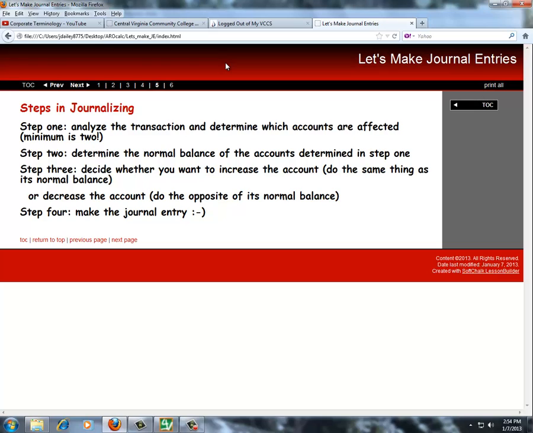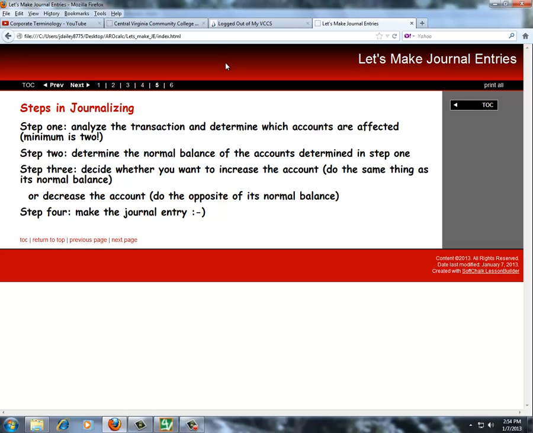The steps in making a journal entry are 4. The first thing to do is to analyze the transaction and determine which accounts are affected. The minimum number of accounts you can use is 2 because I'm dealing with an accounting equation and I have to keep these in balance. You can use more than 2 accounts as long as the total of the debits equals the total of the credits. Often step 1 is the most difficult part for new accountants to learn because it's hard to figure out what accounts to use.